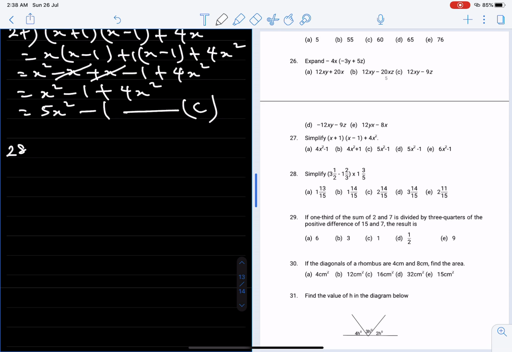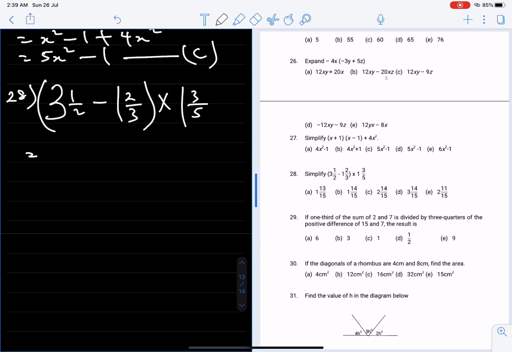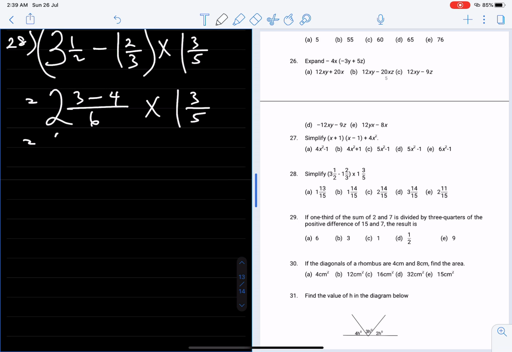And then we go to number 28. Simplify 3 whole number 1 over 2 minus 1 whole number 2 over 3 times 1 whole number 3 over 5. We use BODMAS, so we simplify what's within the brackets first. 3 whole number minus 1 whole number is 2 whole number, and then the LCM is 6. 2 in 6 is 3 times 1, 3, minus 3 in 6 is 2 times 2, 4. We have that times 1 whole number 3 over 5. And that means 2 whole number.